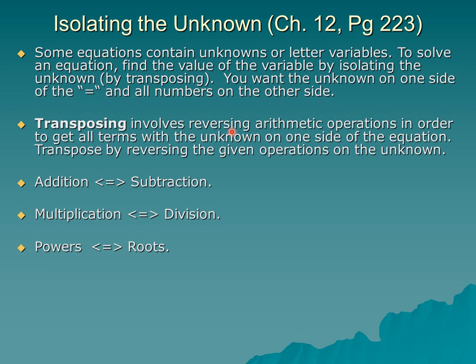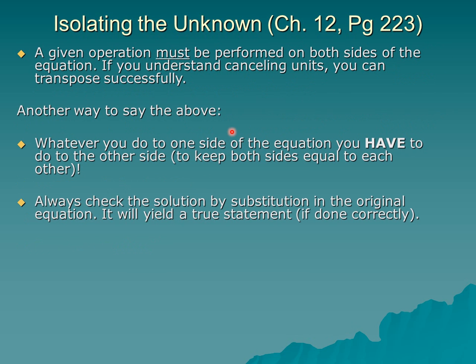If you have something added, to cancel it out, you subtract, right? If you have something multiplied, to cancel it, you have to divide. That's called transposing, because you are just reversing the operation. If it is addition, do subtraction; subtraction, do addition; multiplication, do division; division, do multiplication. If it is a power, do the square root, and if it is a square root, do the power. You just do all the reverse operations, okay?